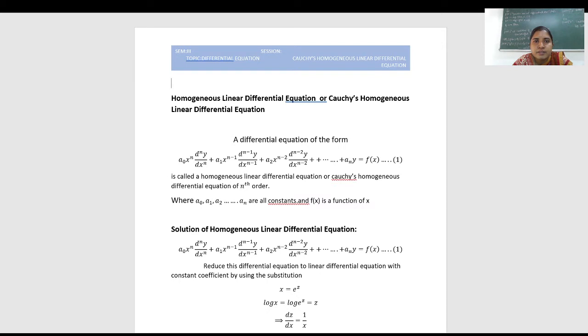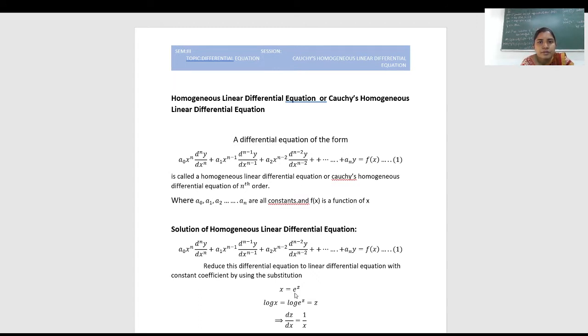In this session, we will learn about what you mean by a homogeneous linear differential equation and the solution of a homogeneous linear differential equation. A homogeneous linear differential equation is also called Cauchy's homogeneous linear differential equation. Let me explain what we mean by a homogeneous linear differential equation.